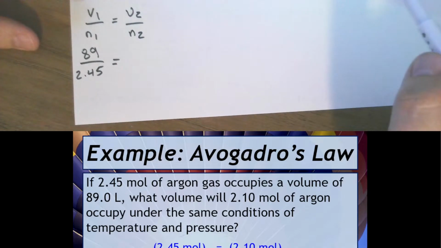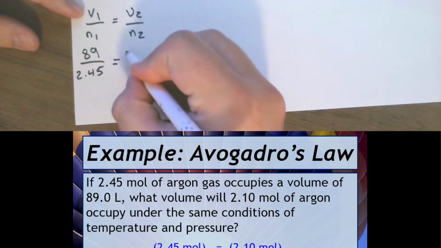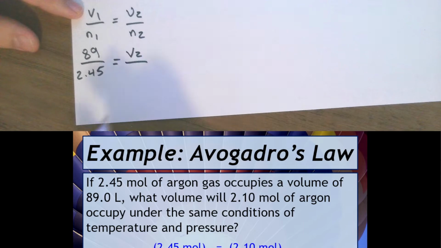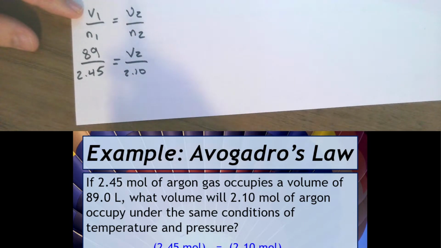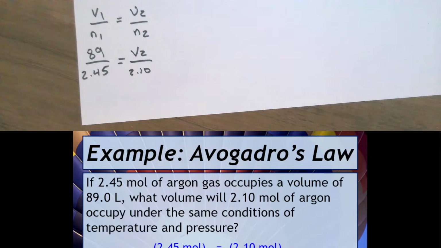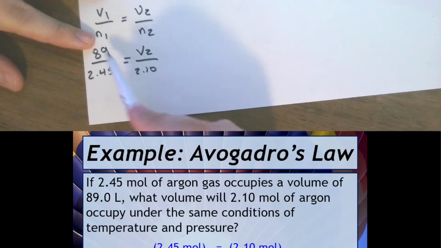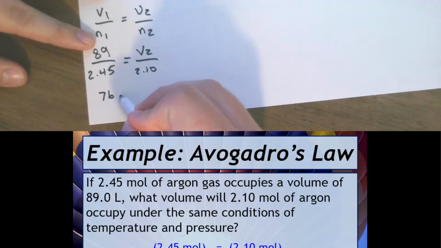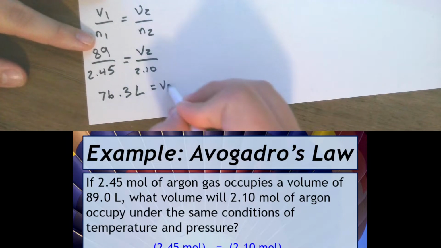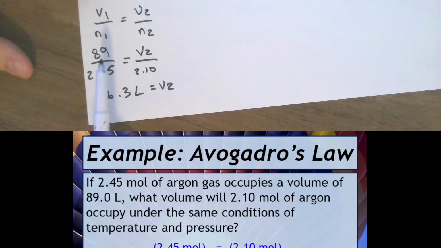So the next part of the question says, what volume, so that's a V2, that's what I'm looking for, will 2.1 moles of argon occupy under the same conditions? So I have all my variables except V2, I'm just going to solve. So I'm going to divide this out, multiply by 2.1, and get my final answer, 76.3 liters, which is a little bit less than the 89 that we started with. So yeah, 76, that answer makes sense.